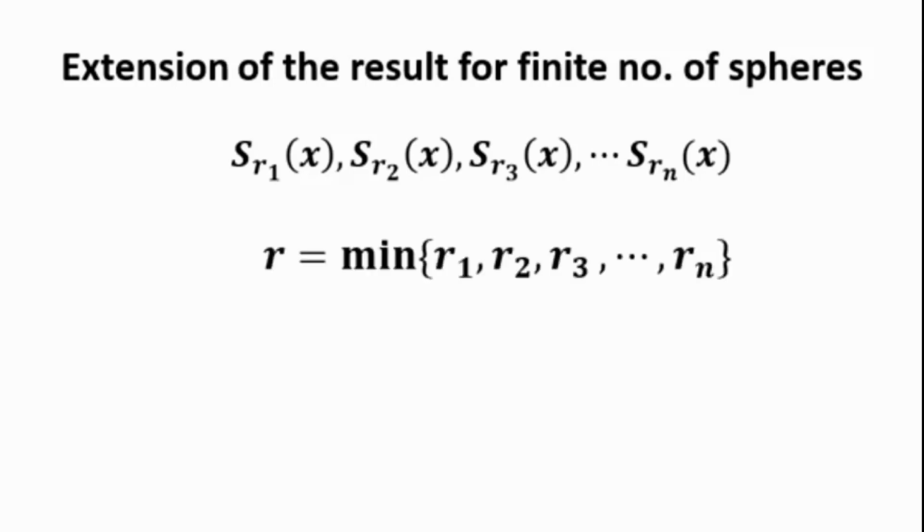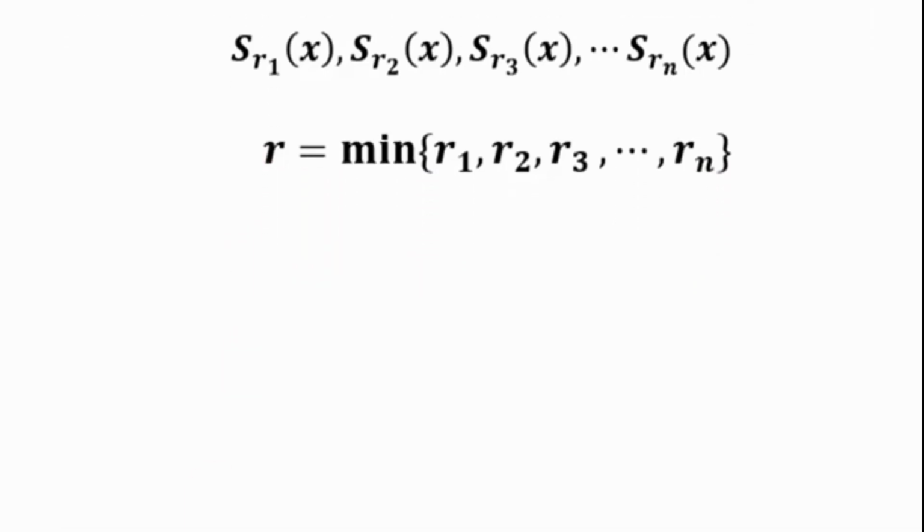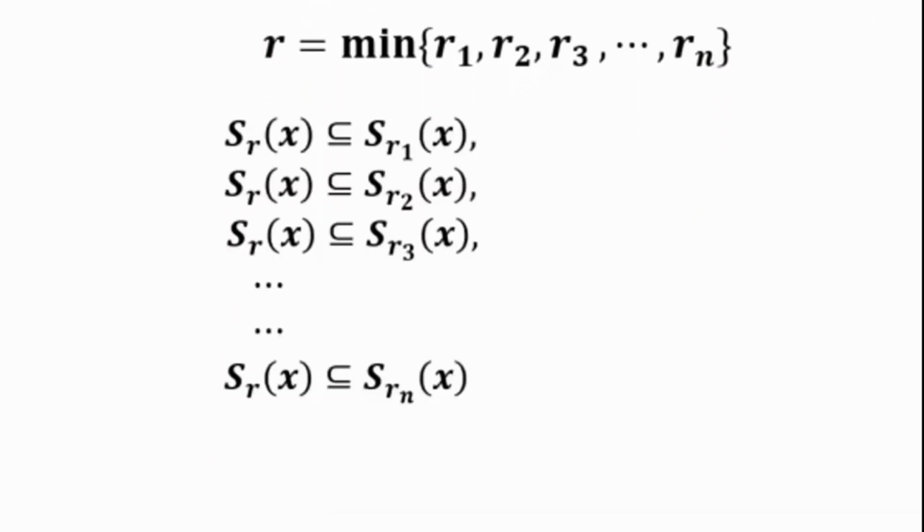Simply take the minimum of all these radii. So take the minimum of R1, R2, R3 and Rn, call it R. Then obviously you will find that the sphere SRx becomes a subset of SR1x, it becomes a subset of SR2x, it becomes a subset of SR3x, and similarly if you proceed on, SRx becomes a subset of SRnx.